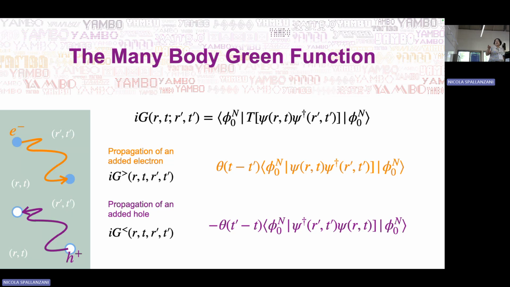at a second moment t in a different place. While the second term gives us the propagation of a hole. So we destroy an electron at some point, this hole propagates, and then it disappears again at a different time, in a different place.